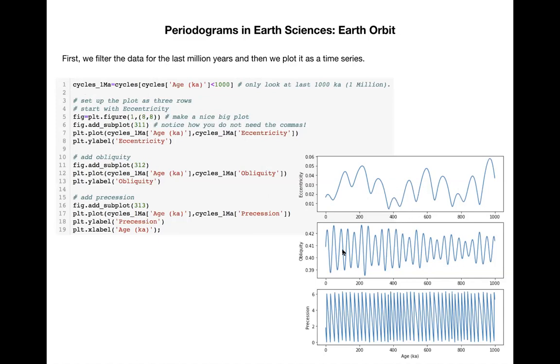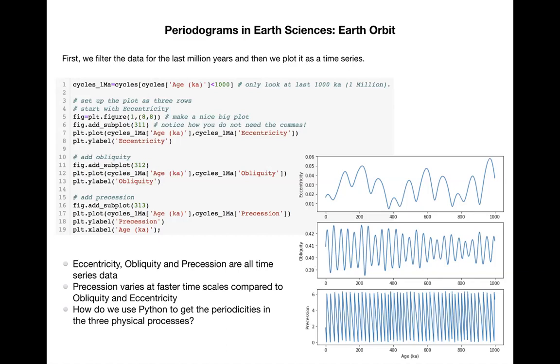but it seems like they vary at different periods, right? For example, this one varies 1, 2, 3, 4, four peaks in about 400 years, which means that the period is around 100 years. And this one is much faster, and this one's even faster, right? So you can see that in this data frame, all these orbital parameters are time series.